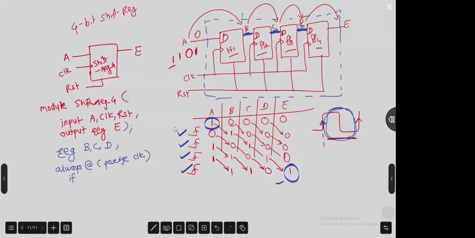If reset is 1, so what is my A equal to? Sorry, A is my input, there is no problem. So if reset is 1, then B equals 0, C equals 0, D equals 0 and E is also 0. If my reset is 1, all the states should be 0. B, C, D, E are 0. Is that correct?